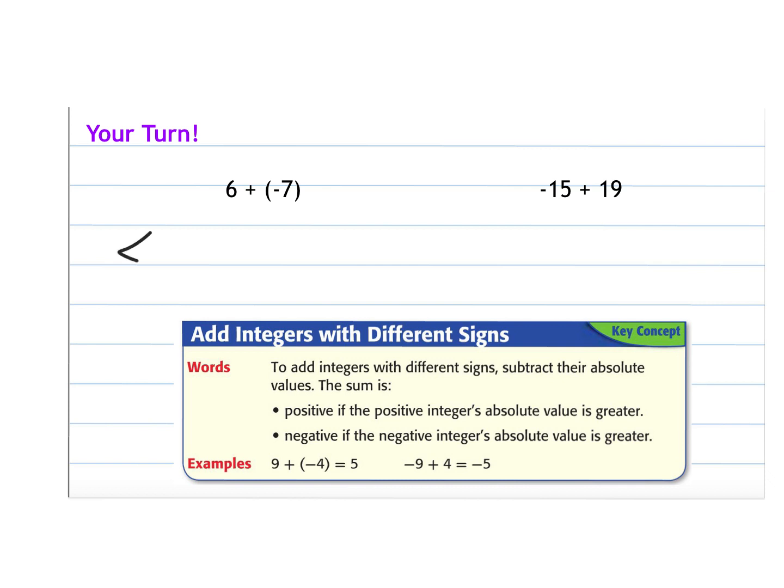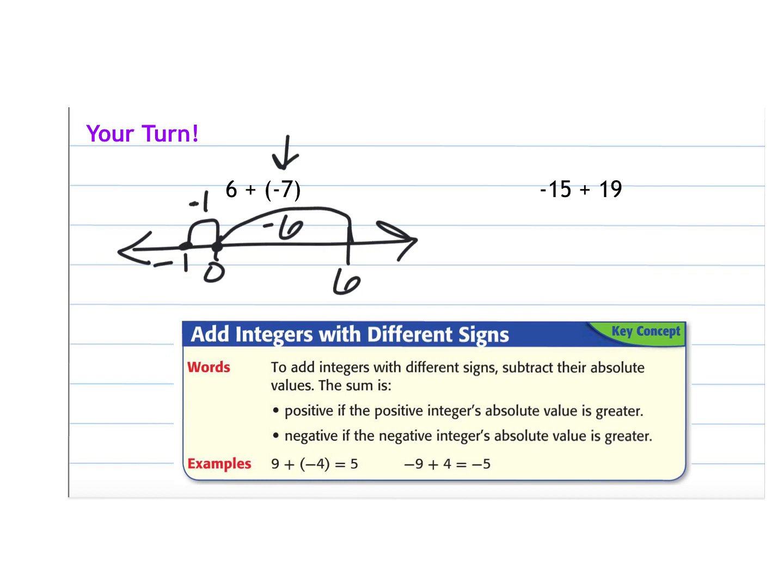So 6 plus negative 7. So if this is 0, here's 6. I'm adding negative 7. So I know that if I go negative 6 steps, it gets me to 0. So this was minus 6. And I need to do negative 7. So I'm going to do minus one more step, which would be a negative 1 step. Which would get me at negative 1.